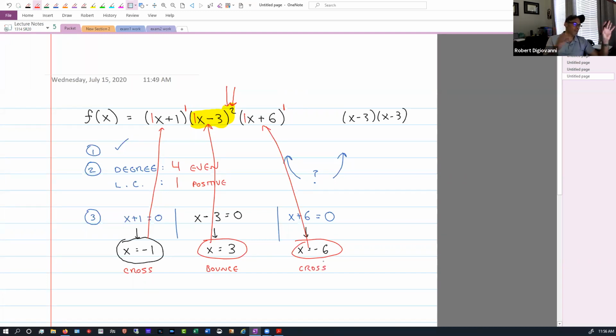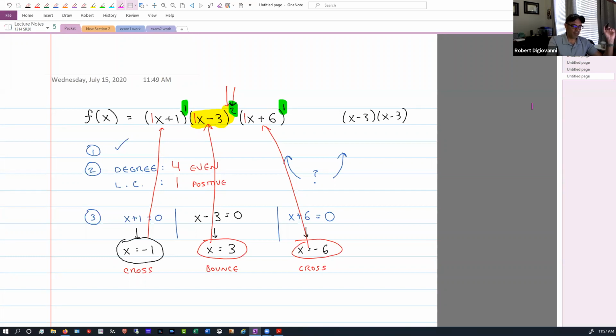Just be really careful, because the thing that people mess up is that when they're determining the multiplicity, the odd is cross, the even is bounce. Sometimes they don't look at that number up here. They're not looking at these numbers. Instead, they're looking at these numbers, which I'm doing in purple. And those aren't the numbers that tell you multiplicity. The 1, the 3, the 6, that has nothing to do with the crossing and bouncing. It's always the power on the factor that determines the cross and bounce. So just don't make that mistake.